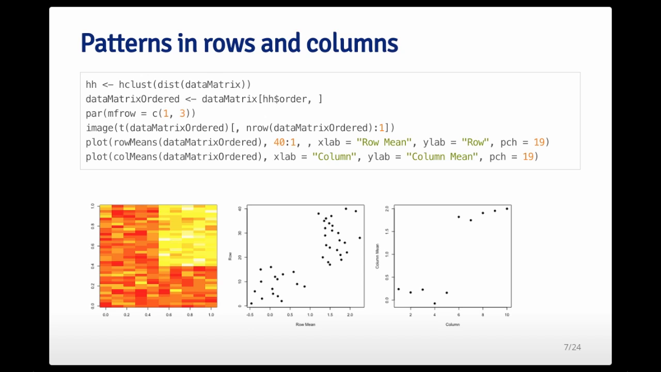Similarly, if you go across the columns, you can see that across the 10 columns, there's a clear shift in the mean of each column. So the first 5 columns have roughly a mean of 0 or close to it, and then the next 5 columns have roughly a mean of 2 because there's a shift there. So using the plots in the middle and the right, you can see a clear pattern in the rows and the columns there.